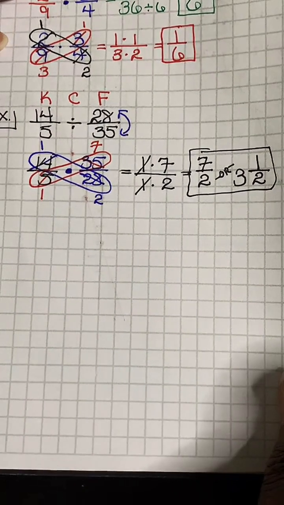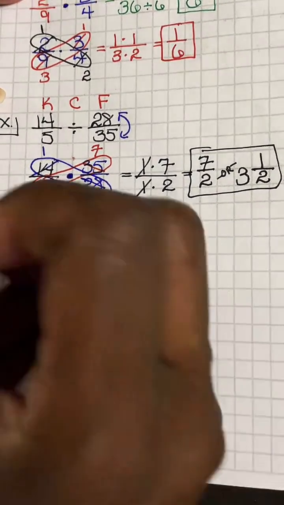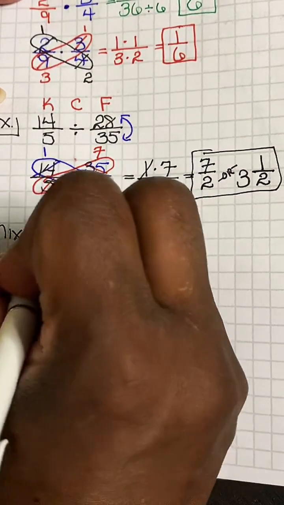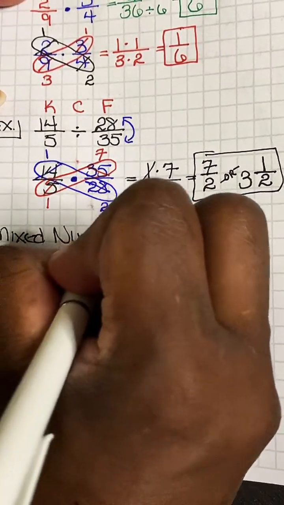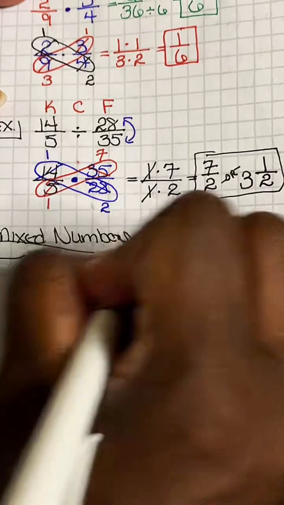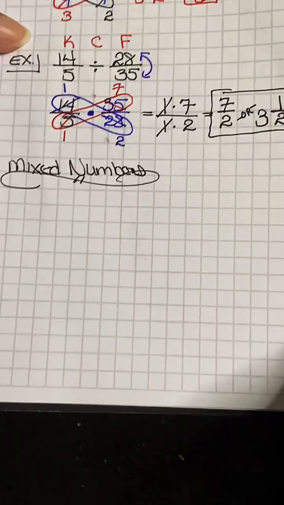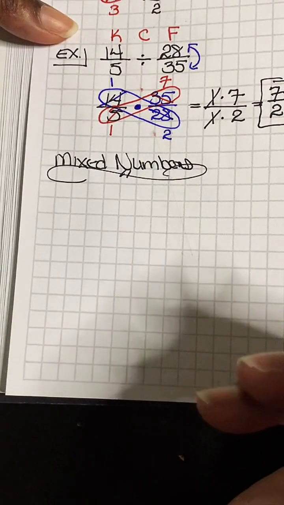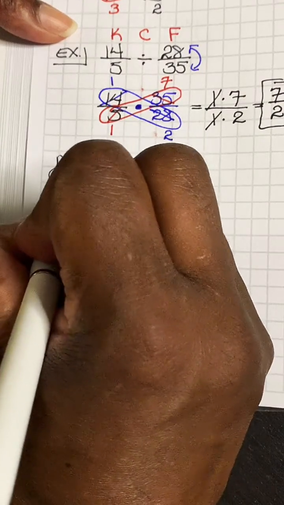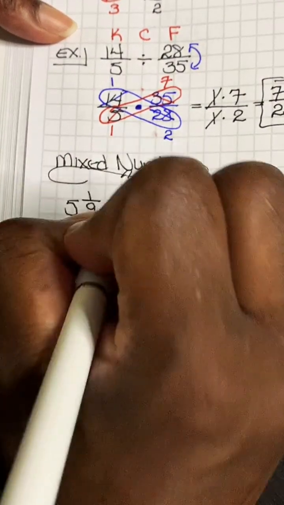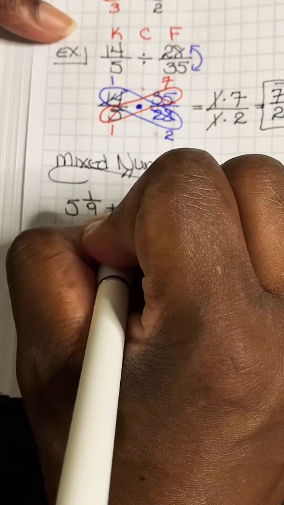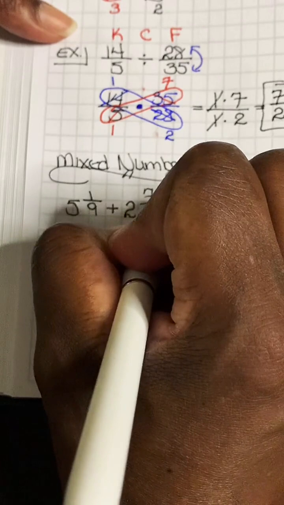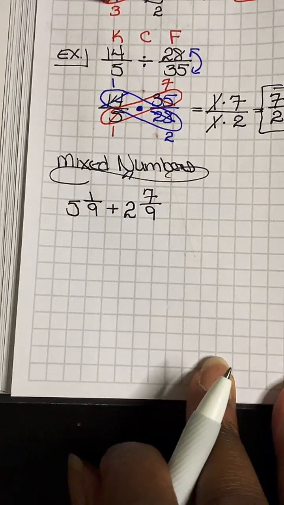So speaking of not getting too crazy, let's try mixed numbers. Alright, so we're going to go into mixed numbers. So if I had 5 1/9 plus 2 7/9, what would be my answer?